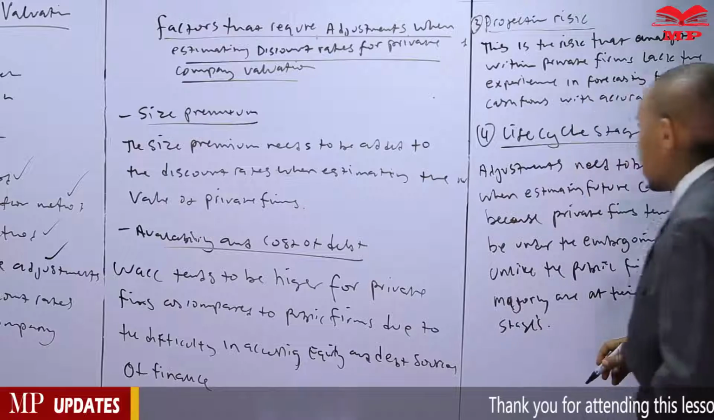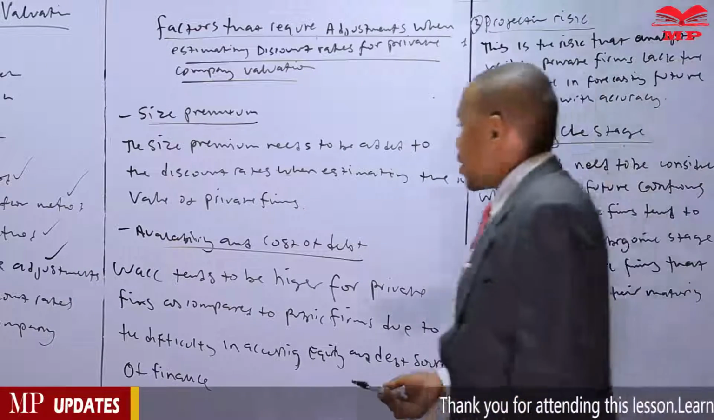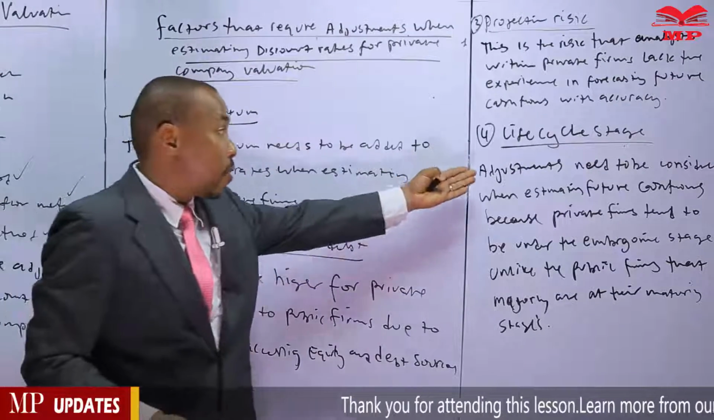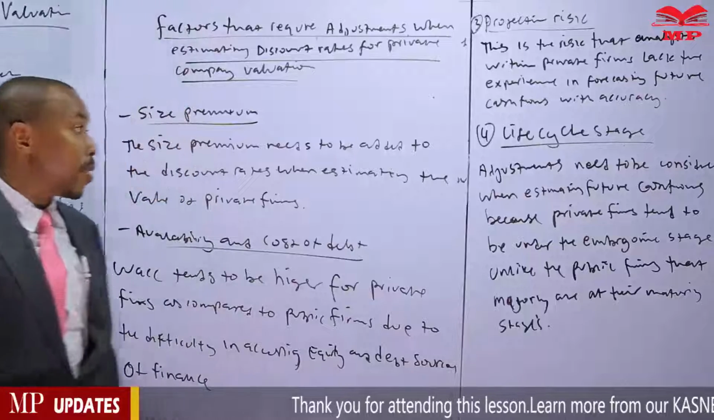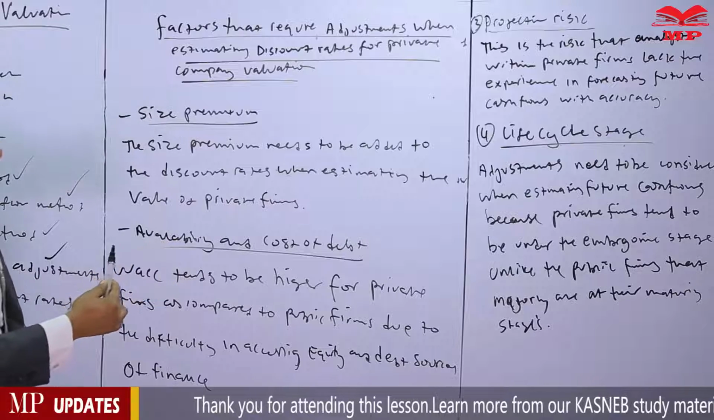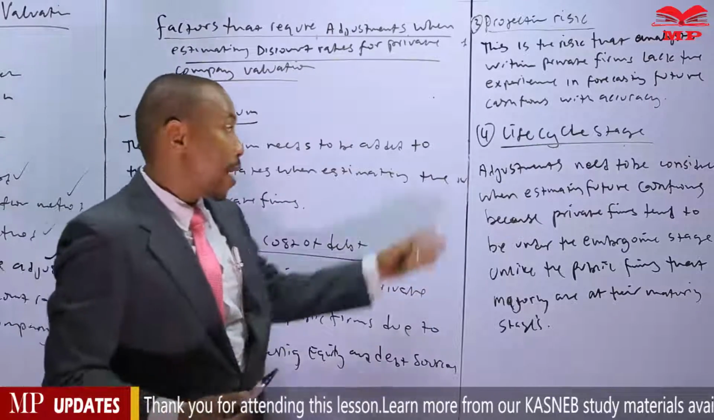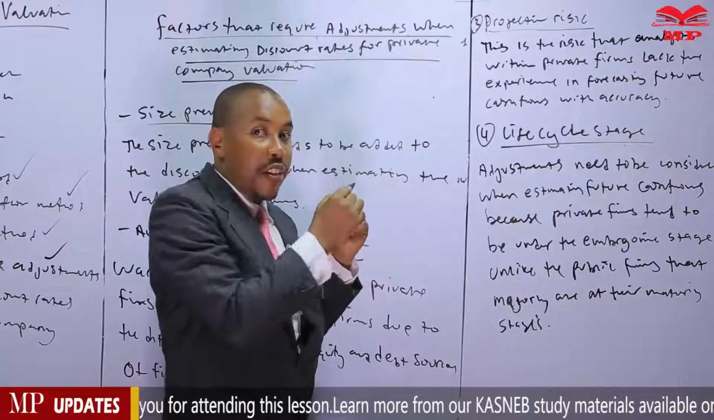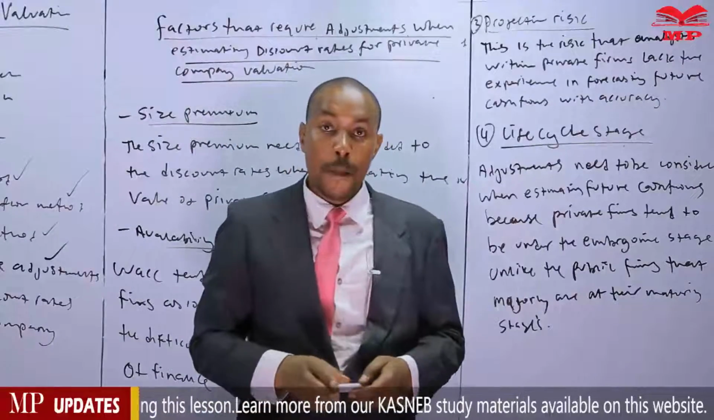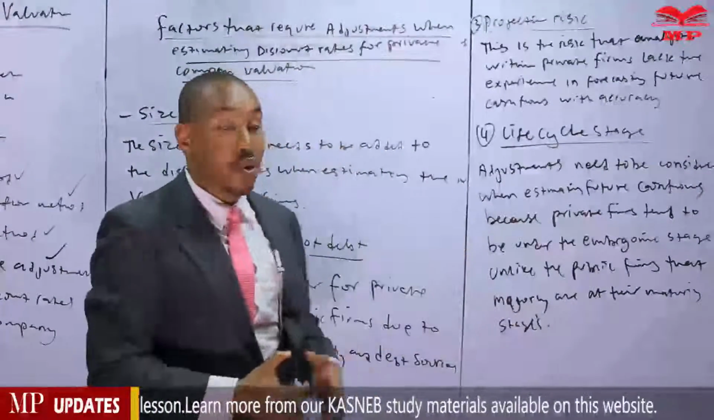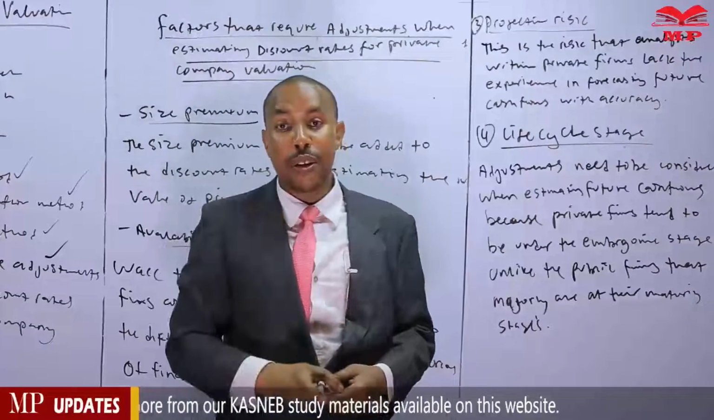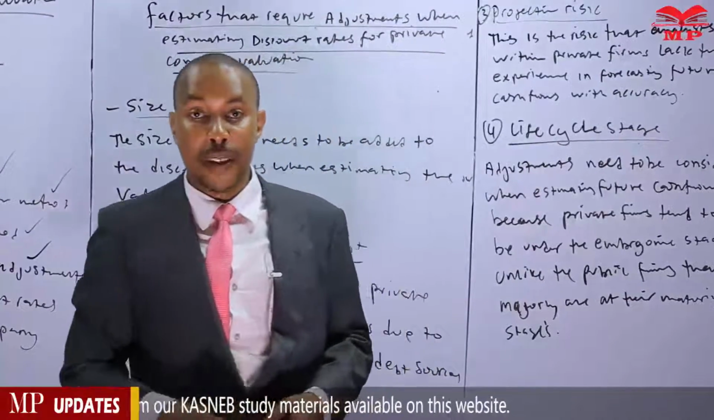So those are the factors that require adjustments when estimating the discount rates for private firms. The discount rates based on the life cycle need to be considered, because the discount rates should be higher for private firms as compared to public firms, because the life cycle tends to just be growing, and access to debt and equity capital may be a bit challenging as well. Their cash flows may also not be very predictable, and hence the discount rates will have to be slightly inflated as opposed to public firms.